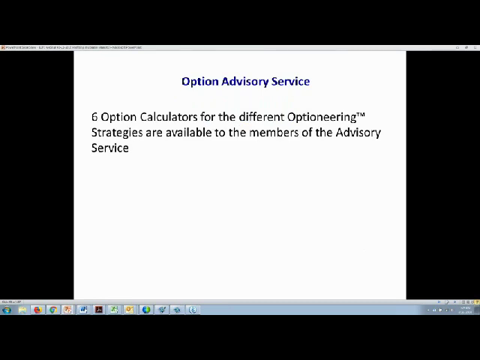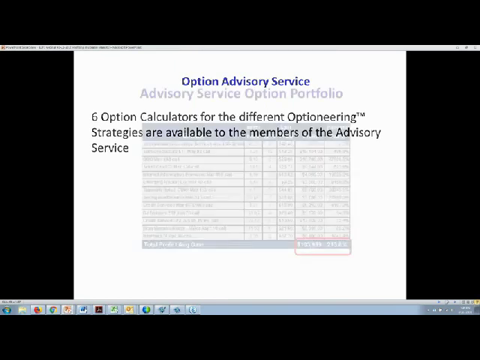And members of the option advisory service also get access to the 6 option calculators that are available, which allow you to calculate the profit and loss potential for a trade before you take the trade.